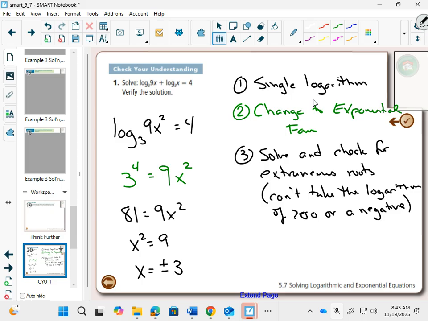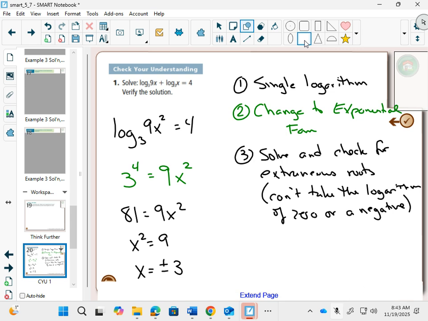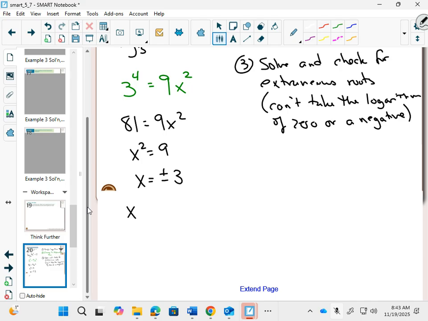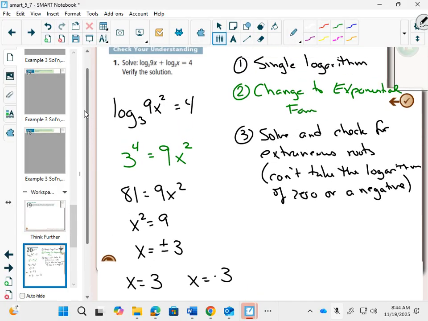And this gives me a possibility of 2 answers, right? I have one answer where it's positive 3, one answer where it's negative 3. And I have to check both of these. They both could work. One could work. It's possible that they both don't work. So we go back to our original equation, and we just check if I plug in 3, will there ever be 0 or a negative in either of the logs?